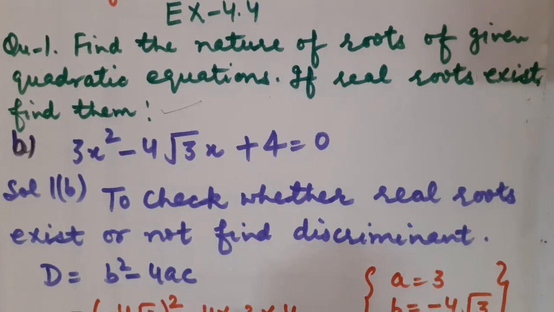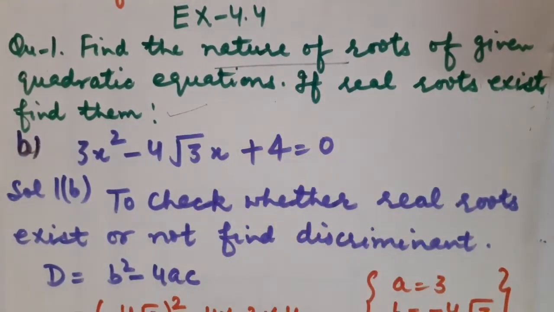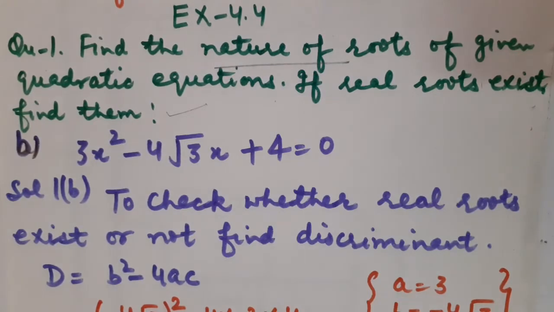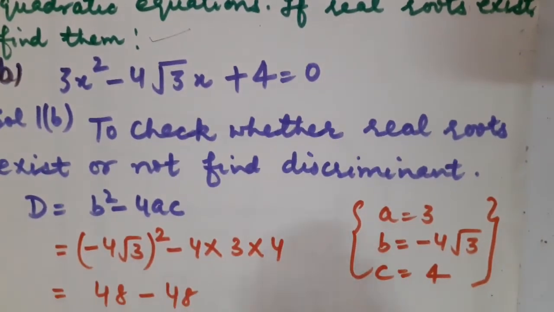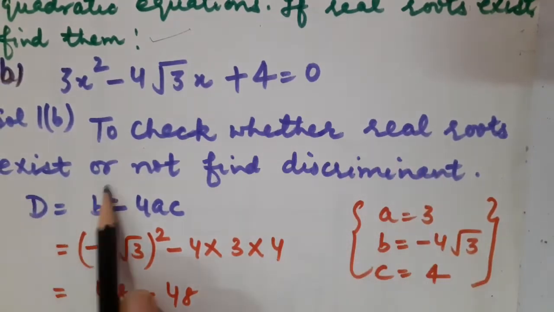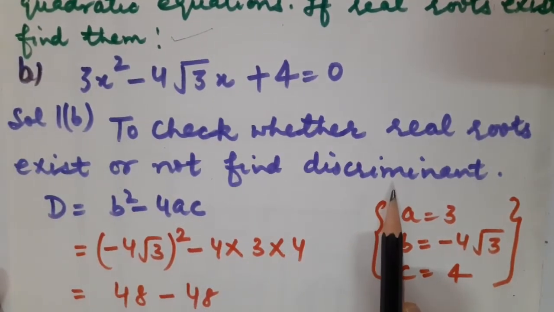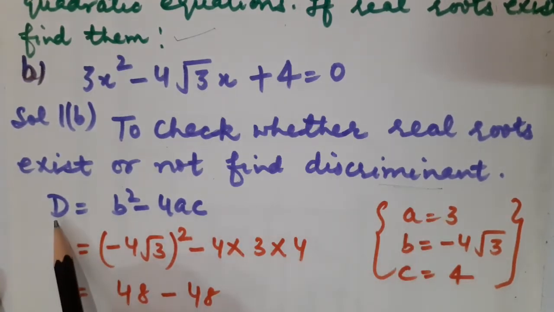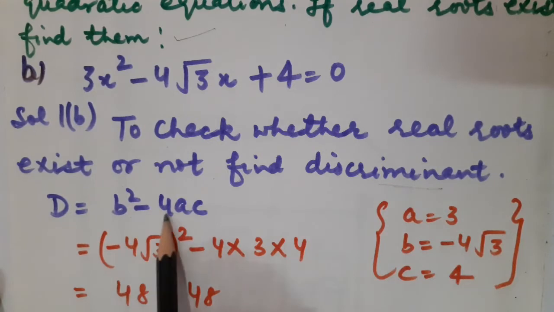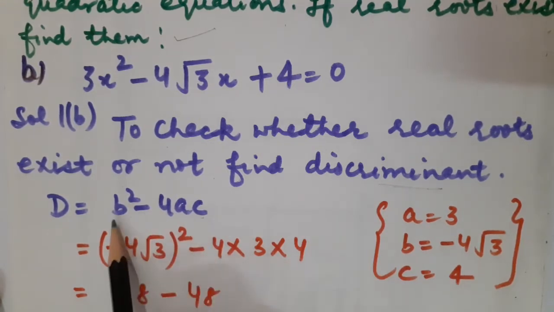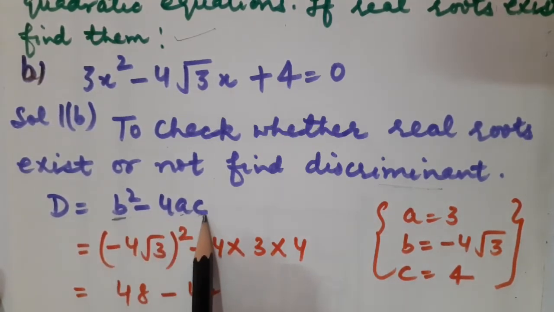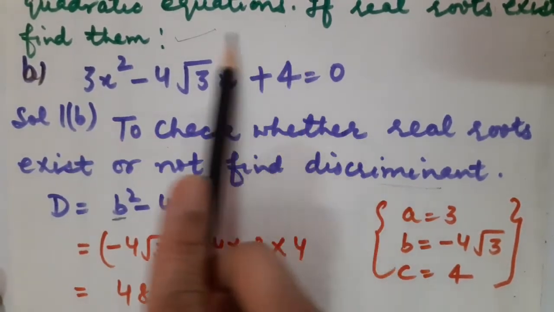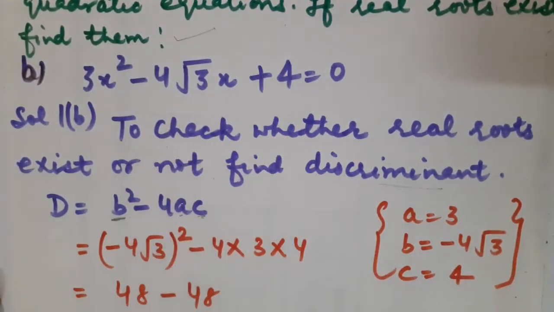So what we have to do in this question is find the nature of the roots. So what is to be done? Definitely we will have to calculate the discriminant. To check whether the real roots exist or not, we are going to find the discriminant, correct? The formula of the discriminant, you know, is d is equal to b square minus 4ac. Now from where will we get this b, a and c? Of course, you will have to compare the given quadratic equation with its generalized form, that is ax square plus bx plus c is equal to 0.